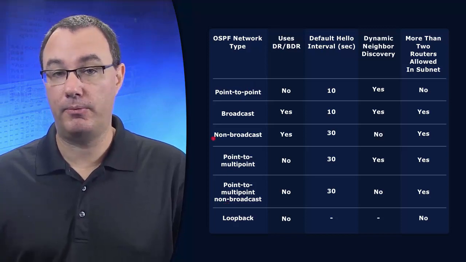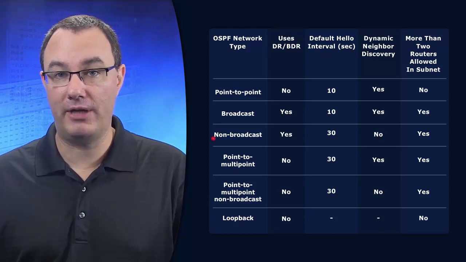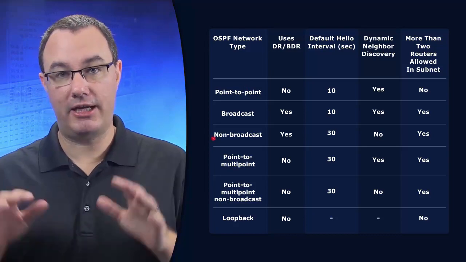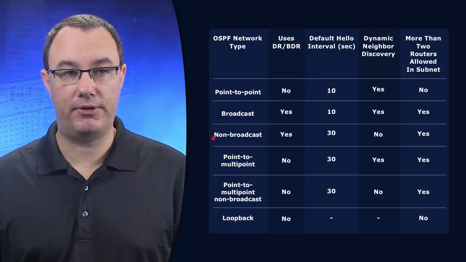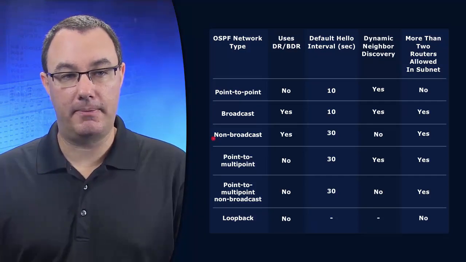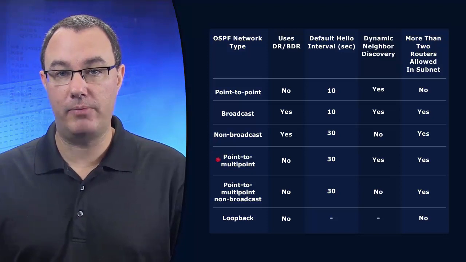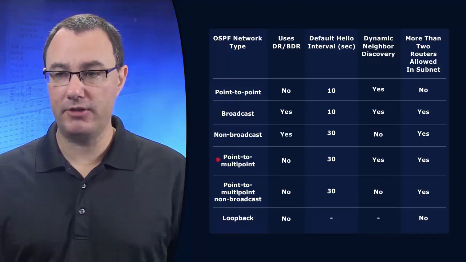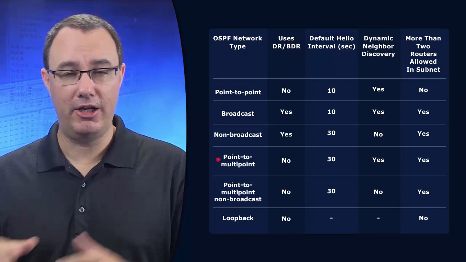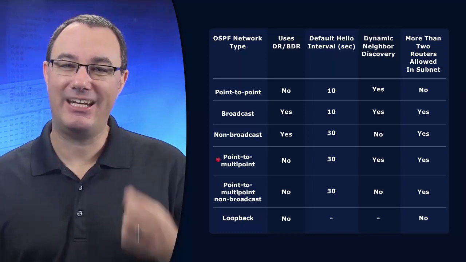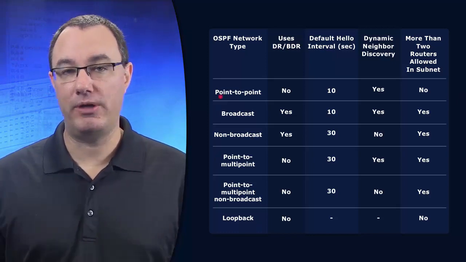The default is non-broadcast, which means you have to set up your neighborships. You literally have to say neighbor and follow that up with the IP address. Point-to-multipoint is my favorite way of going in an NBMA topology, because all you have to do is set it and forget it. Set it on all the sides, and it treats it as a collection of point-to-point.